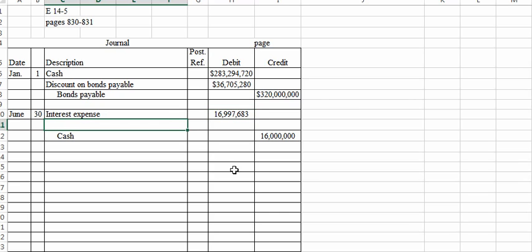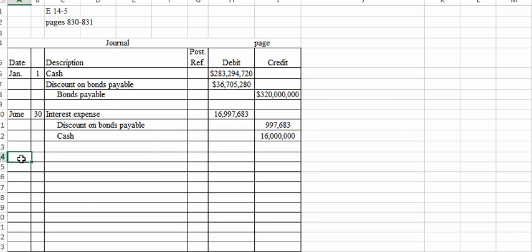Okay, we'll amortize the discount on bonds payable for the difference. We get $997,683.